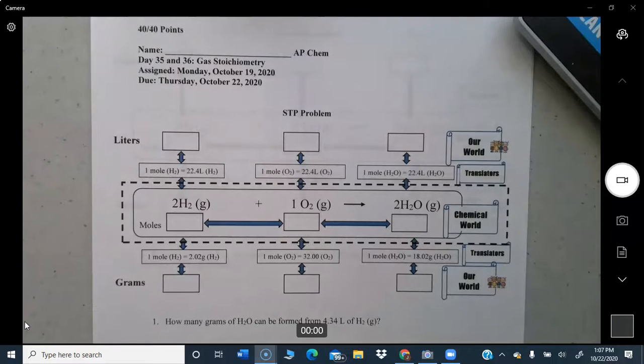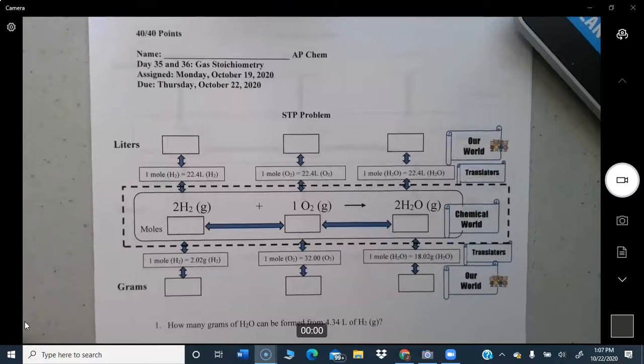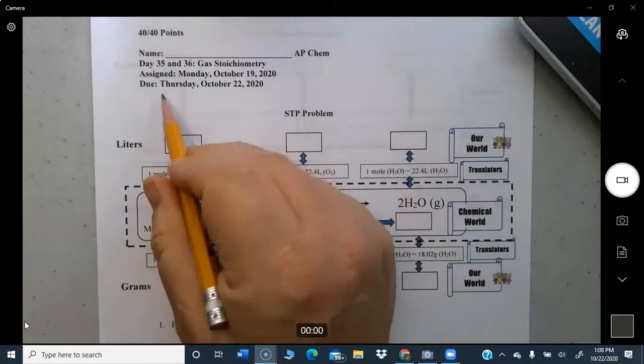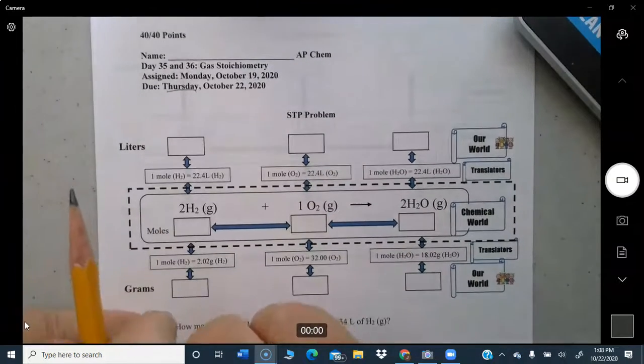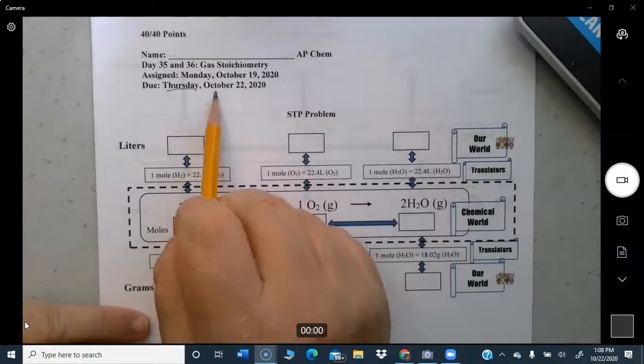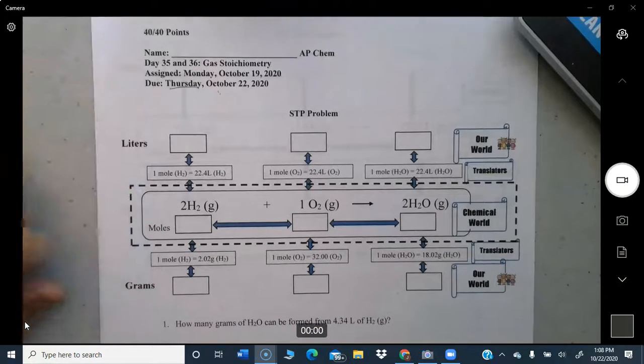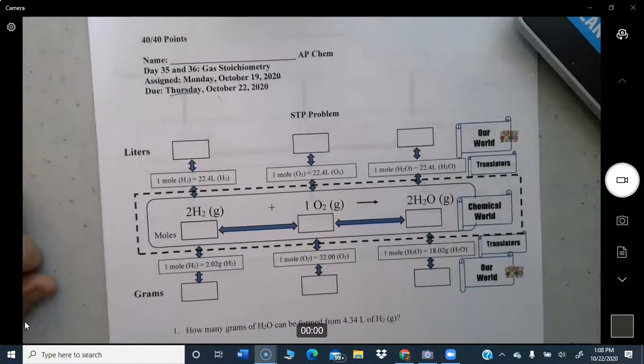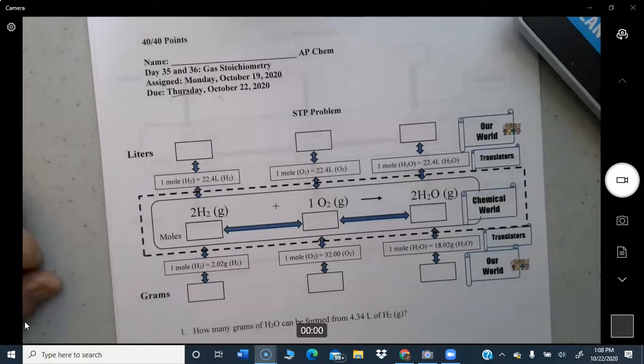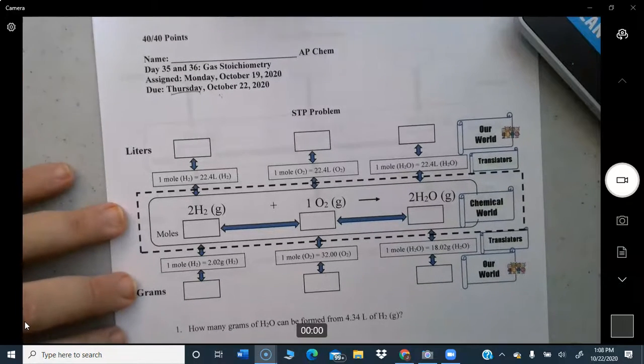Okay, AP Chemistry, these are the answers to day 35 and day 36. That's Monday and Tuesday gas stoichiometry. It says it's due Thursday. I'm getting these up on Thursday, so go ahead and take the weekend if you need it. But you have another assignment due over the weekend, and you'll have another one tomorrow. So try to get these done today. I'll have these up by mid-afternoon.